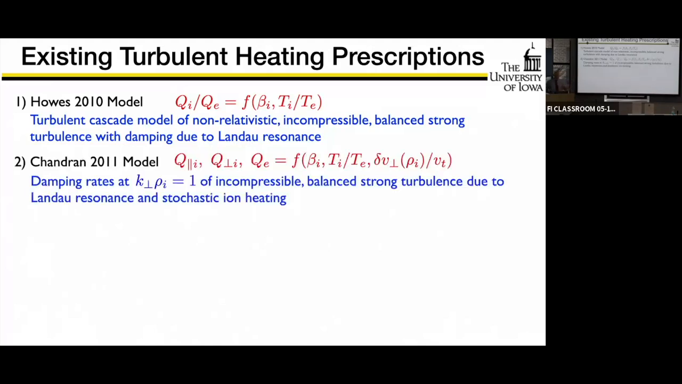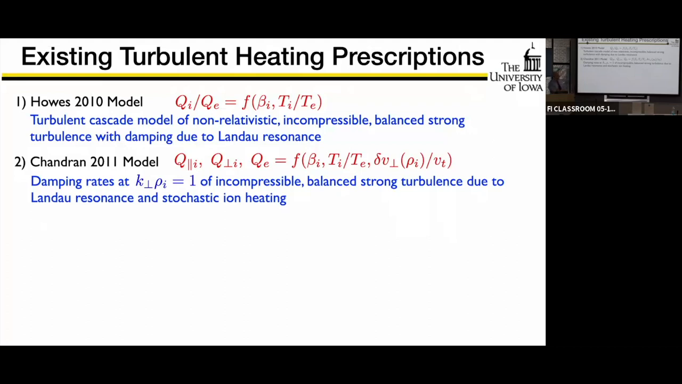There was another model by Ben Chandran of the University of New Hampshire where he included another effect. He included stochastic ion heating. So it looked very similar to the Howes model, although it didn't involve a turbulent cascade. They just looked at what the damping rates are at the ion scales and what the ratio of heating by one mechanism or another is. And they came up with a different prescription that actually gave you the ion parallel and ion perpendicular heating separately. And then whatever was left over was the electron heating.